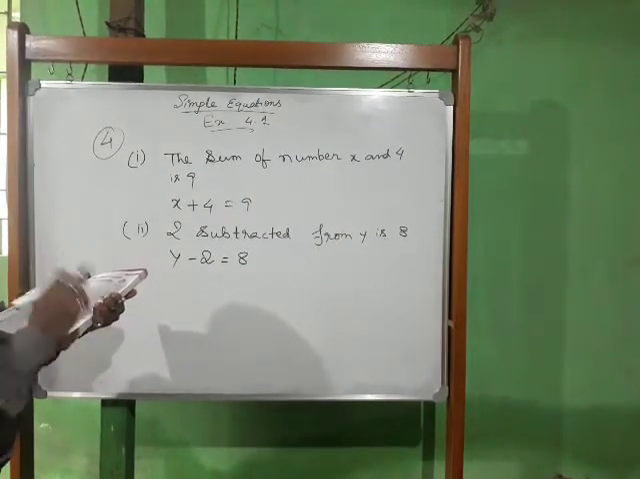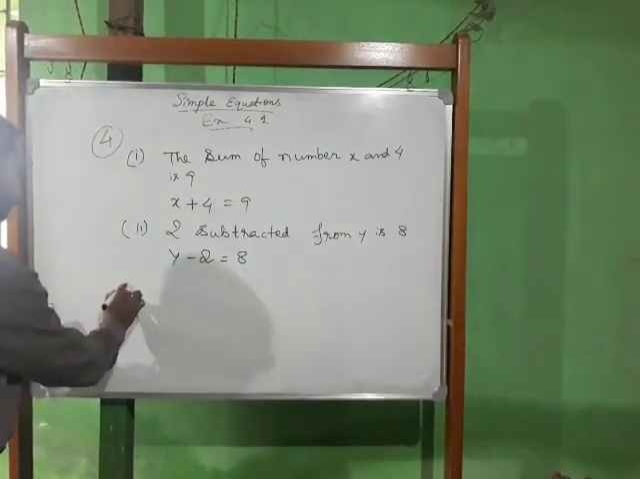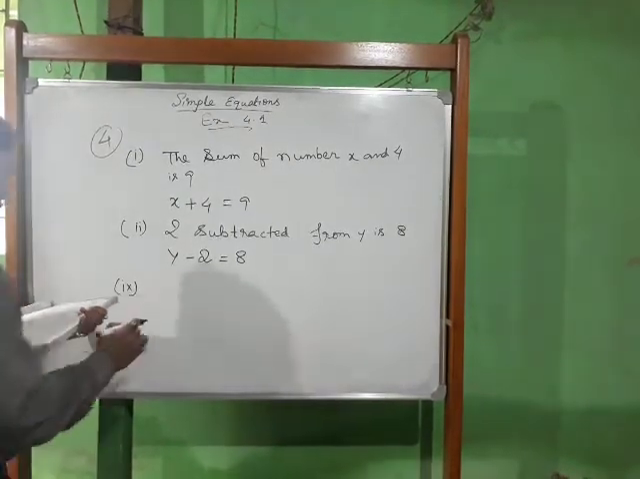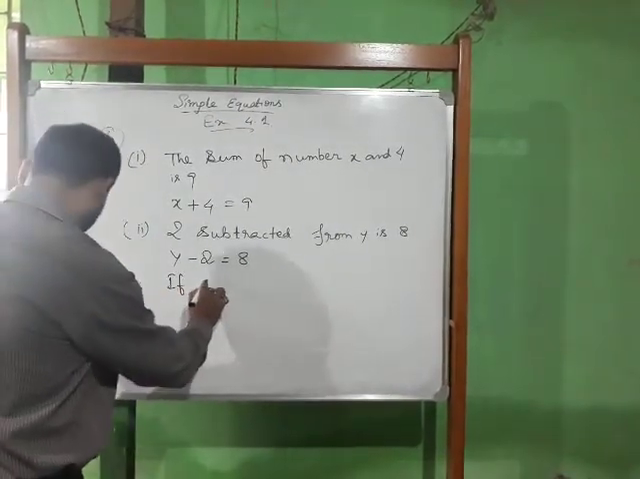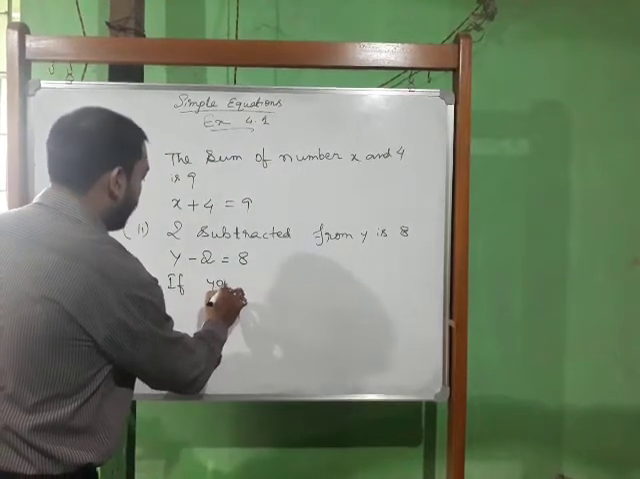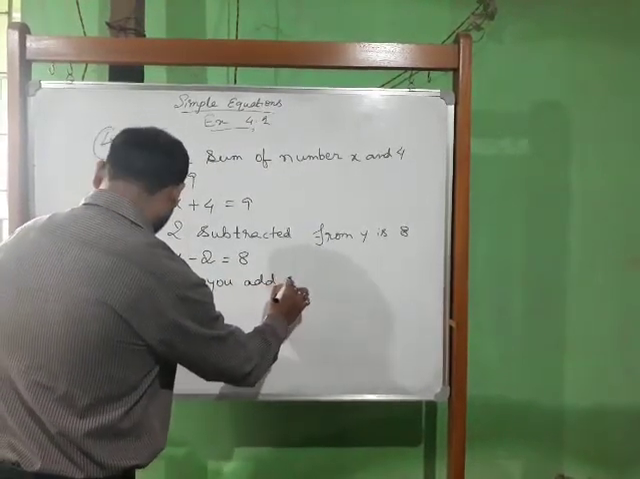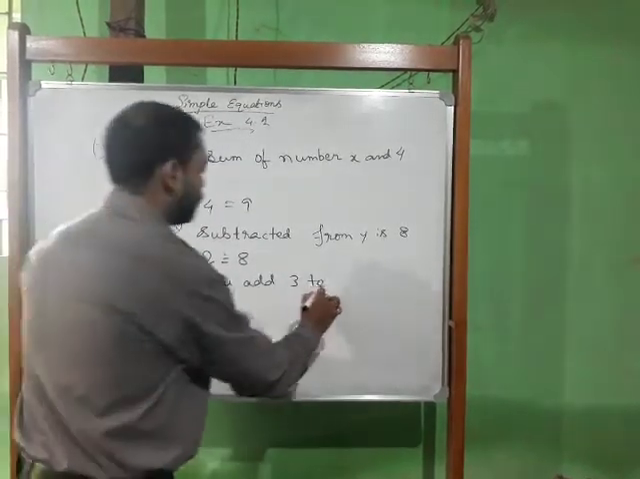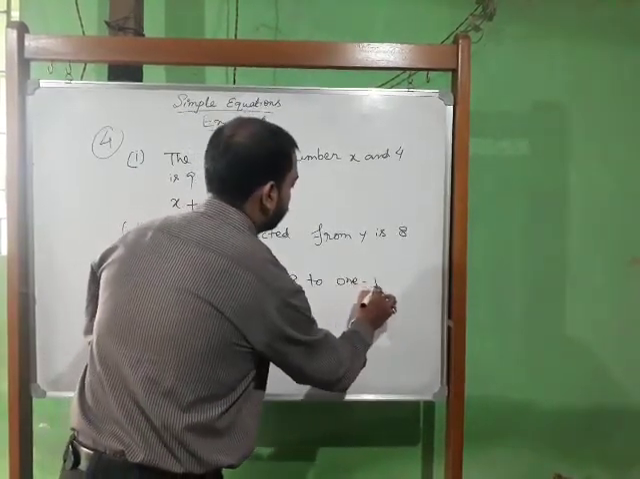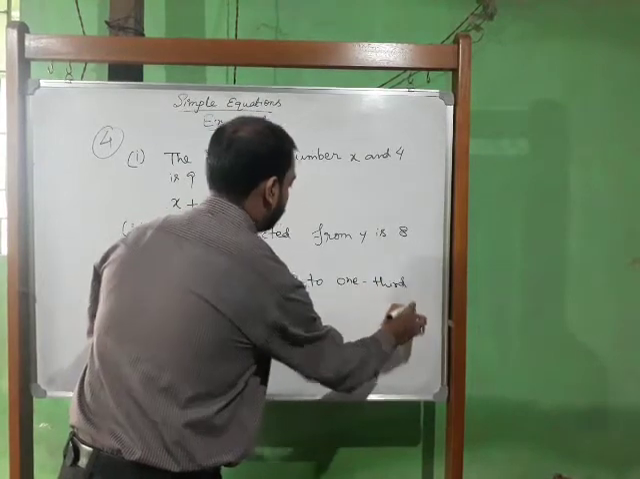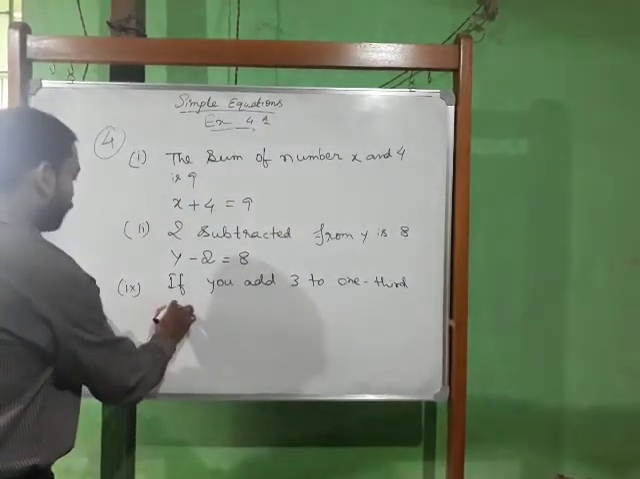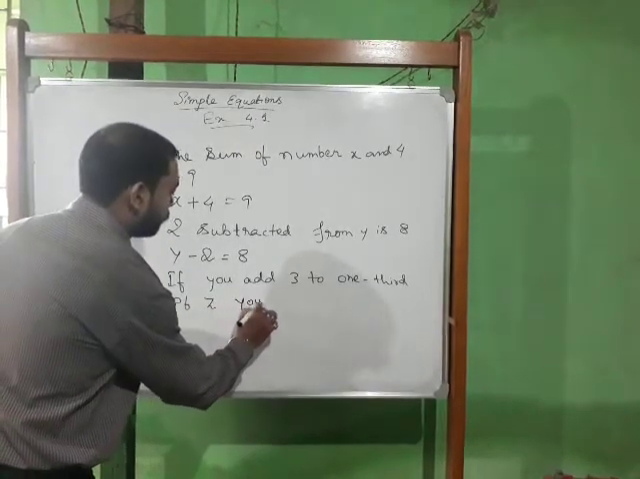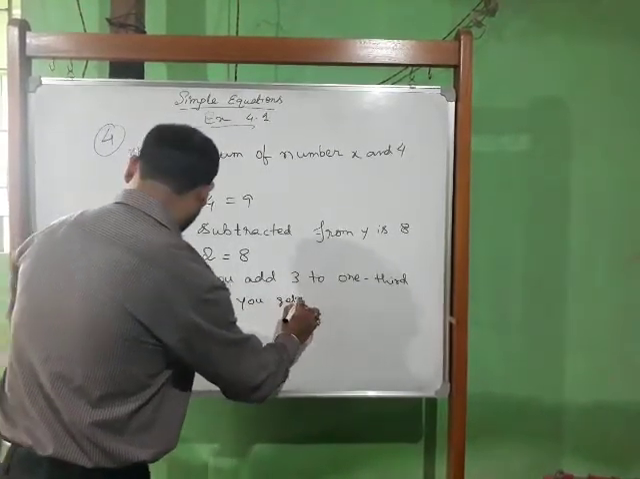Okay, let me write one more, 9 number, and the rest you will take in homework. If you add 3 to 1/3 of z, you get 30.